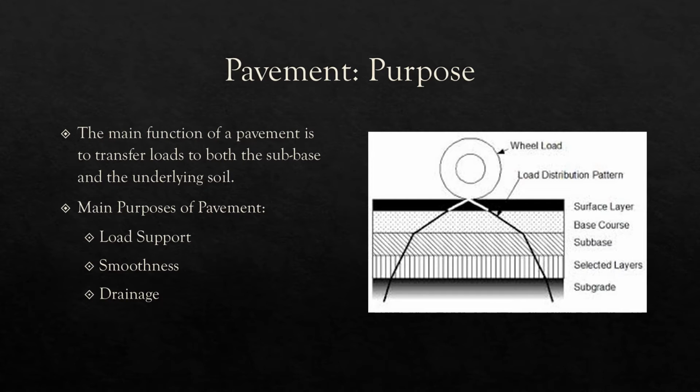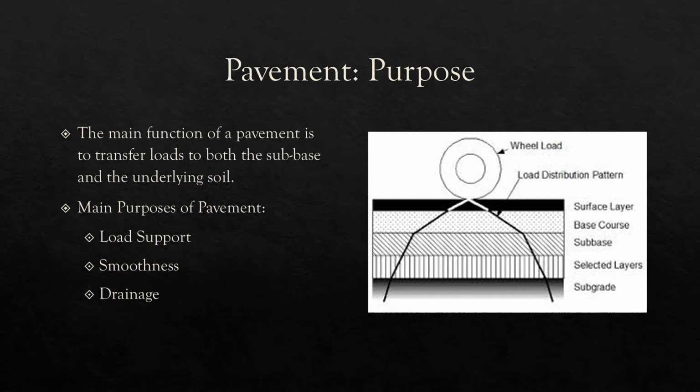The main function of pavement is to transfer loads to both the subbase and the underlying soil. The main purposes of pavement include load support. Pavements assist the in-place material in resisting loads without excessive deformation or cracking. Next is smoothness. This helps improve ride comfort and reduce vehicle operation costs.